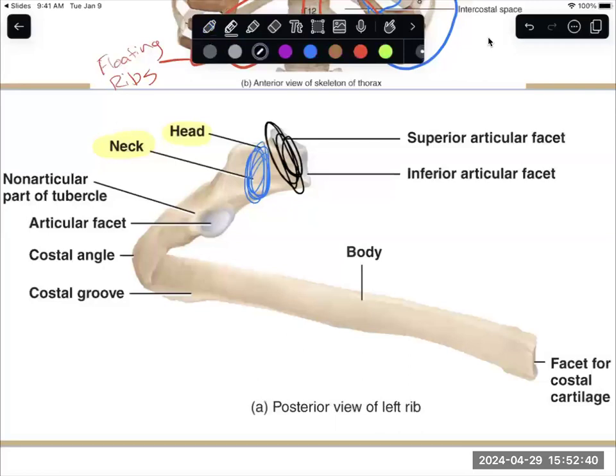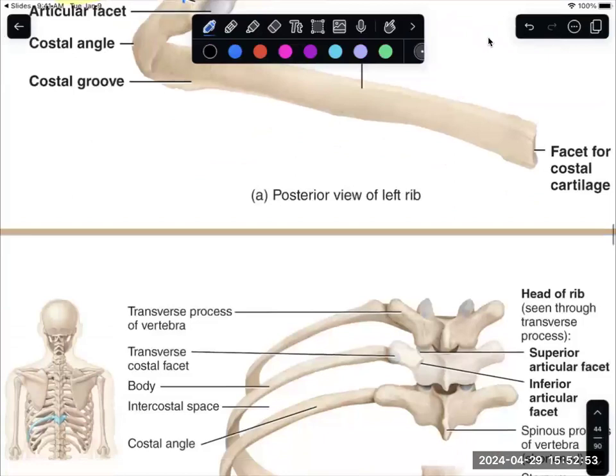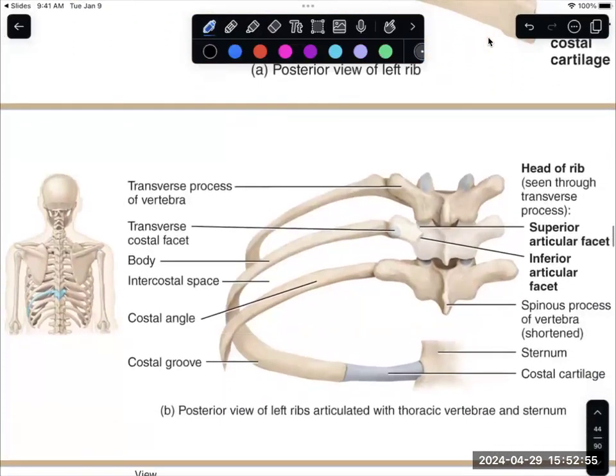Then we're going to have a tubercle. Tubercle is a bump. So this is kind of this bump here. That is that tubercle. Here's another angle. You can see that tubercle much better from this angle of that rib.